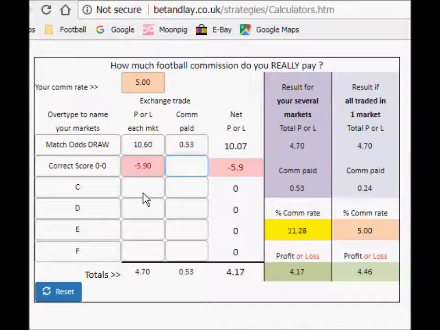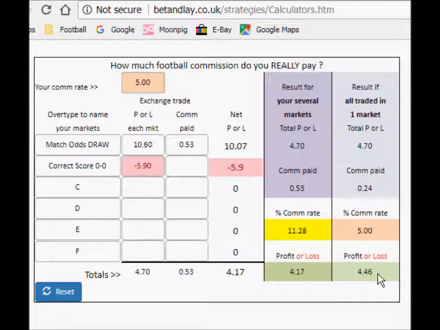So you can see here that I've entered the 10.60 profit there, and 5% of that is 53 pence for the commission, and then I've entered minus 5.90 for the losing insurance bet on 0-0 in correct score. Now you can see that the commission rate now is 11.28%, which is more than twice my 5% commission rate.